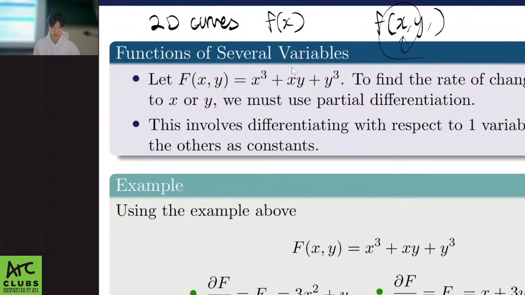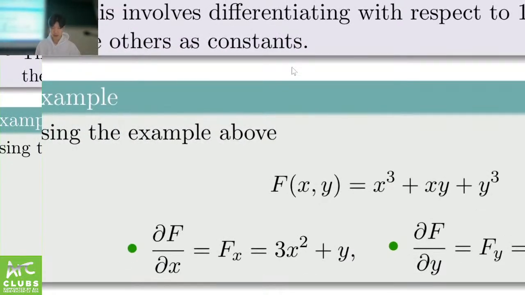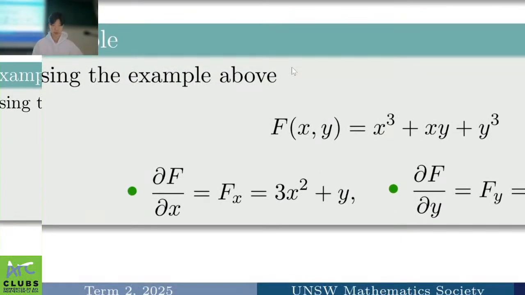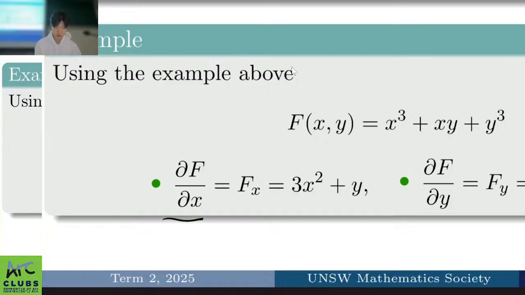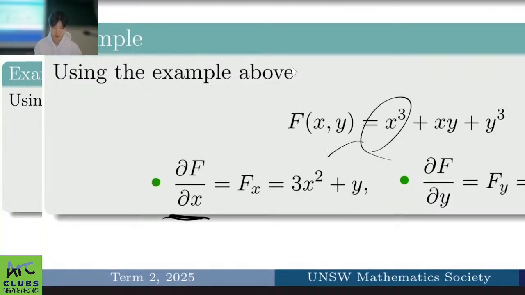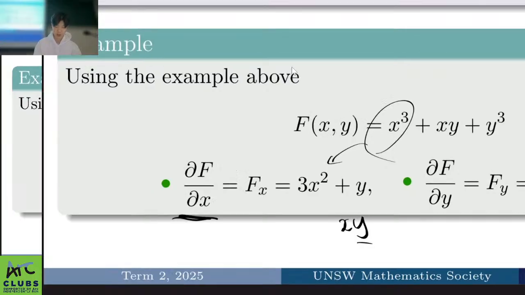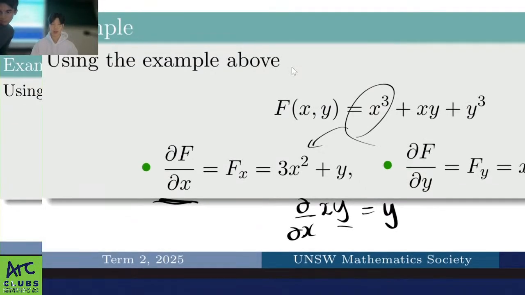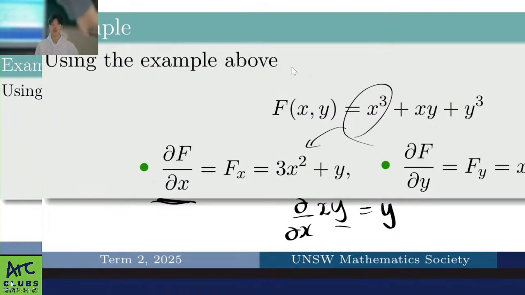In this example, if we have f(x, y) equals x cubed plus xy plus y cubed, and I want the partial of f with respect to x, I can differentiate x cubed normally to get 3x squared, but in xy, since y is a constant, the partial is just going to give me y back. Similarly, if I take the partial with respect to y, the x cubed is a constant, so it gets sent to 0. xy becomes x, and y cubed just becomes 3y squared.